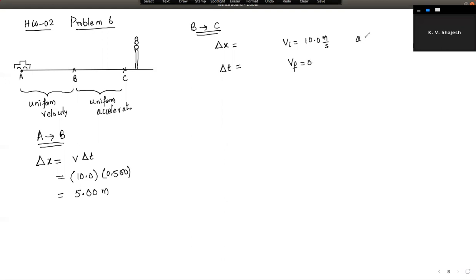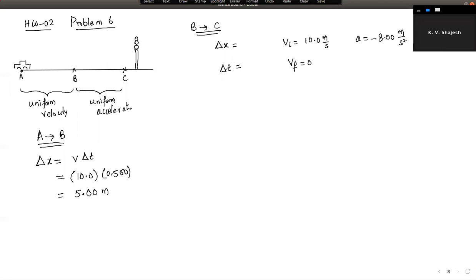And acceleration is given, it decelerates at 8 meters per second square. That's minus 8.00 meters per second square. So we have 3 sig digits in all these numbers, so the answer should be given in 3 sig digits.